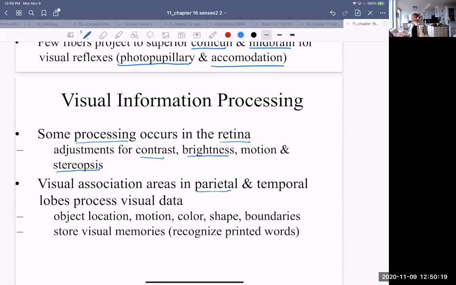The visual association areas, though, in the parietal and temporal lobes process that visual data. They will determine such things as object location, motion, color, shape, boundaries, and they store visual memories there. So you can recognize the printed word, for example.